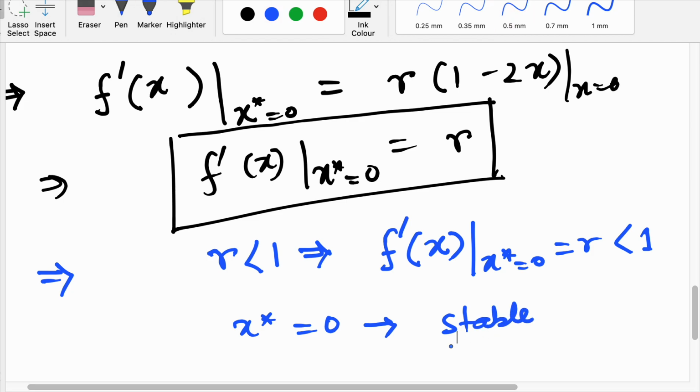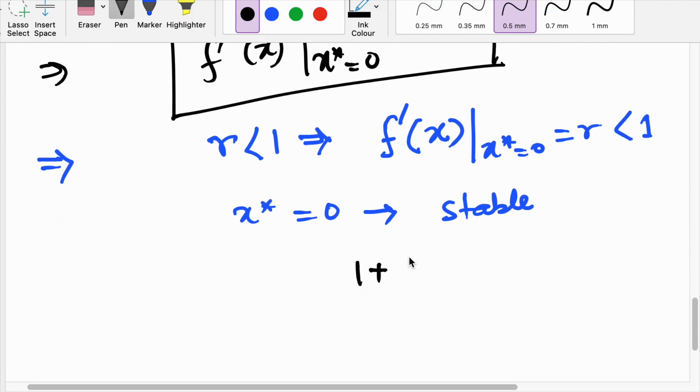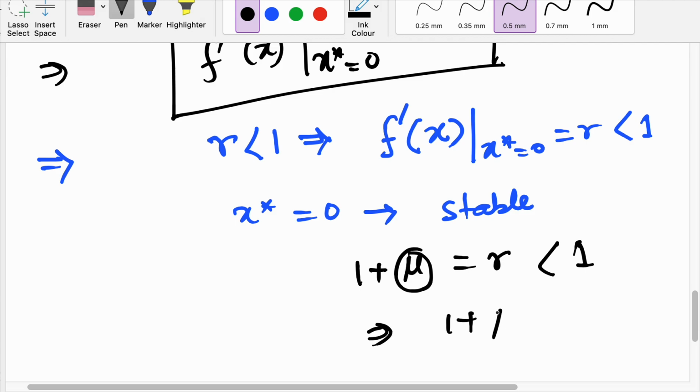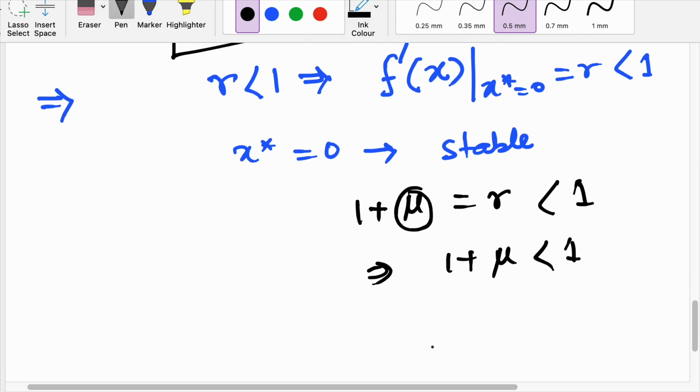So what does it mean? We know that r means 1 plus mu equal to r, where mu is the growth rate, or per capita reproduction rate. If I go back to where we developed the model, mu is the per capita growth rate: per individual, how much offspring they will produce in this generation. So if r becomes less than 1, that means 1 plus mu becomes less than 1.